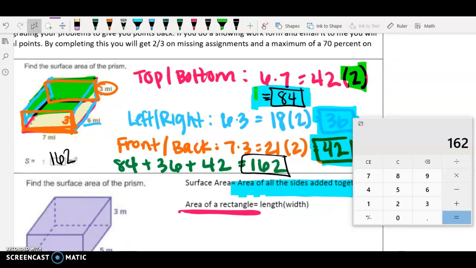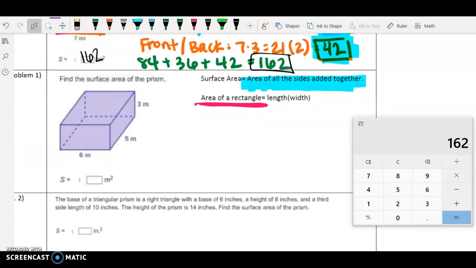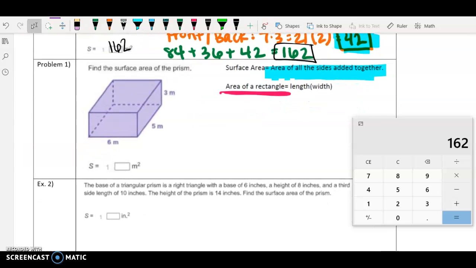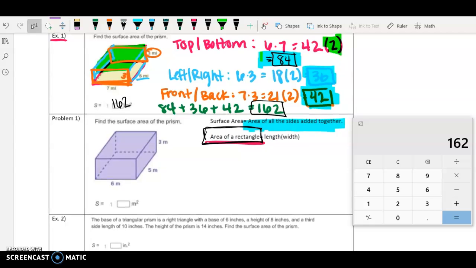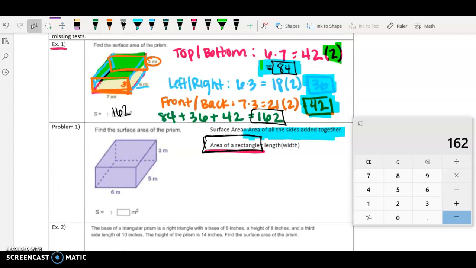So now what you're going to do is problem 2. So I'll leave this up here. And I gave you the two formulas. So remember, surface area is what we do at the end. We add all of them together. And we're going to use the area of a rectangle to find each side of the box. And so I'll even leave it to where you can see what we did up at the top. And now you're going to do the same thing, but you're going to do it with the numbers for problem 1. So I'm going to give you a second to do that on your own.